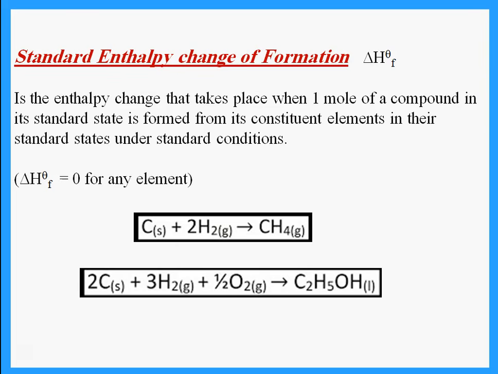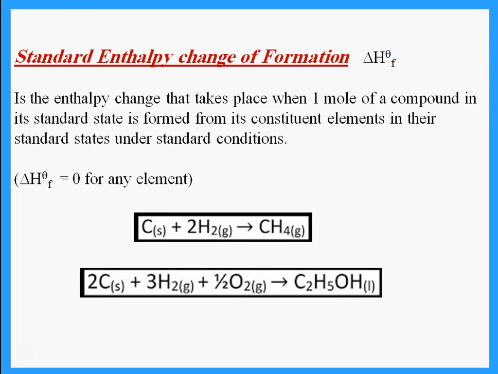What about this one? Now, this equation is the formation of 1 mole of ethanol. So this would represent the enthalpy change that takes place when 1 mole of ethanol is formed from its constituent elements. Now, the standard state of ethanol is a liquid. Now, what elements do we use to make ethanol? We use carbon and hydrogen and oxygen. The state of carbon has to be a solid. Hydrogen is a gas, oxygen is a gas, and I balance it so that I give 1 mole of ethanol.